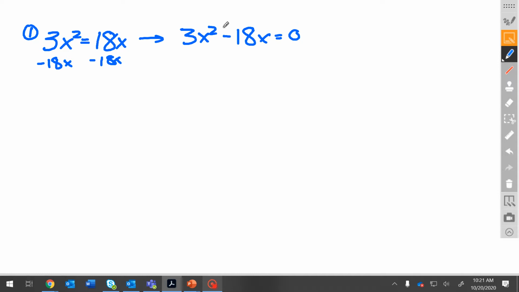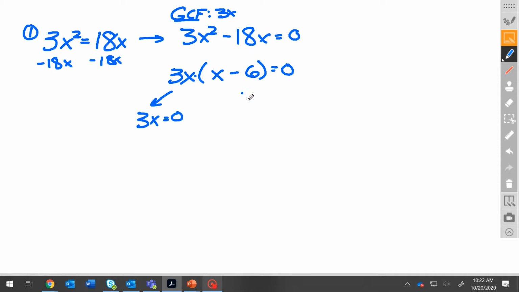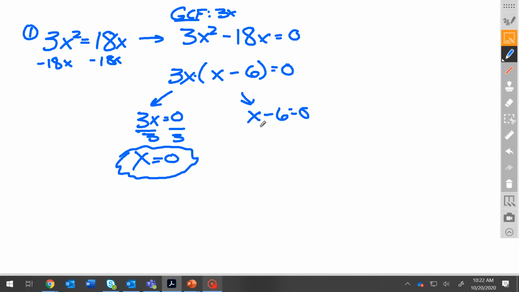Now we can factor the left side, so I'm going to start by factoring out the GCF. GCF is 3x, so 3x comes out. I'm left with x minus 6 equals 0. These two factors multiplied together are equal to 0, which means that this factor is equal to 0, or this factor is equal to 0. So I just need to solve these, and I'll get my two solutions. One of my solutions, x is equal to 0. The other solution, x is equal to 6. These are my two solutions. You can check them in the original problem.